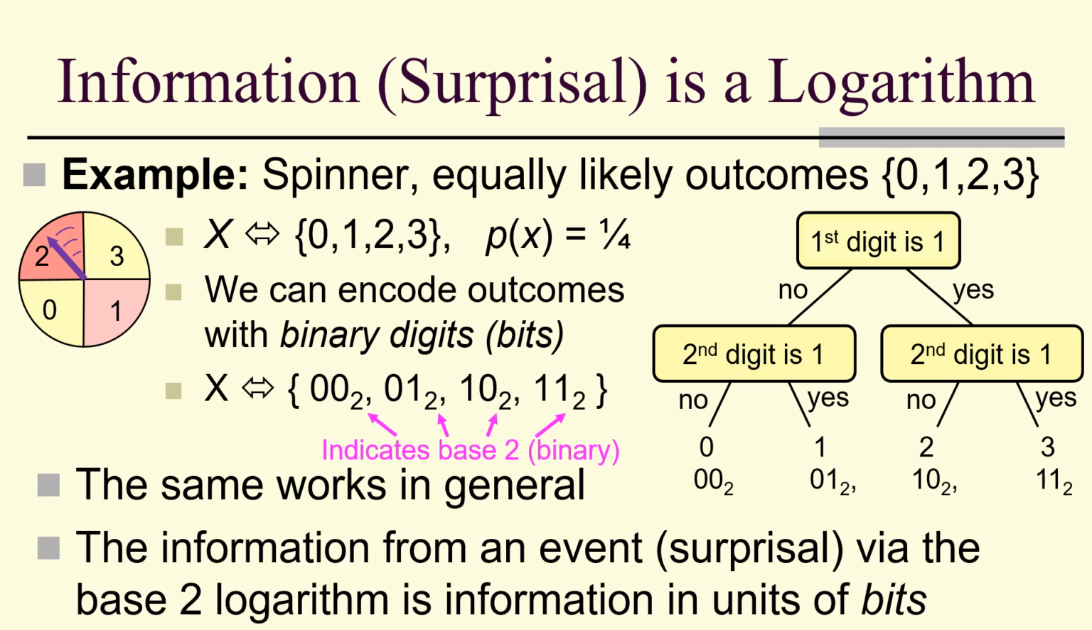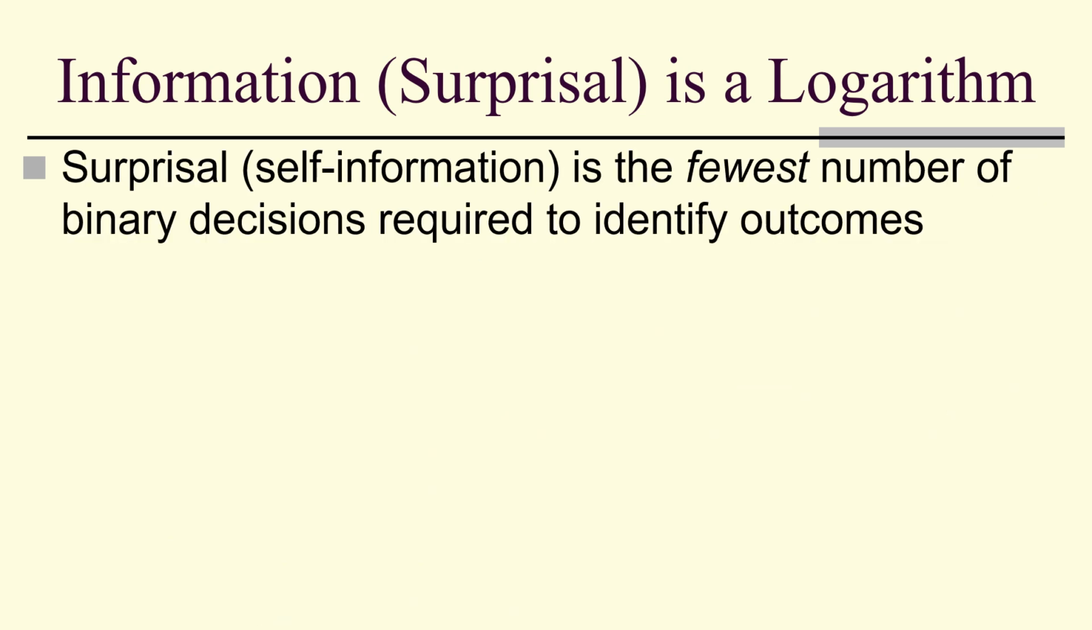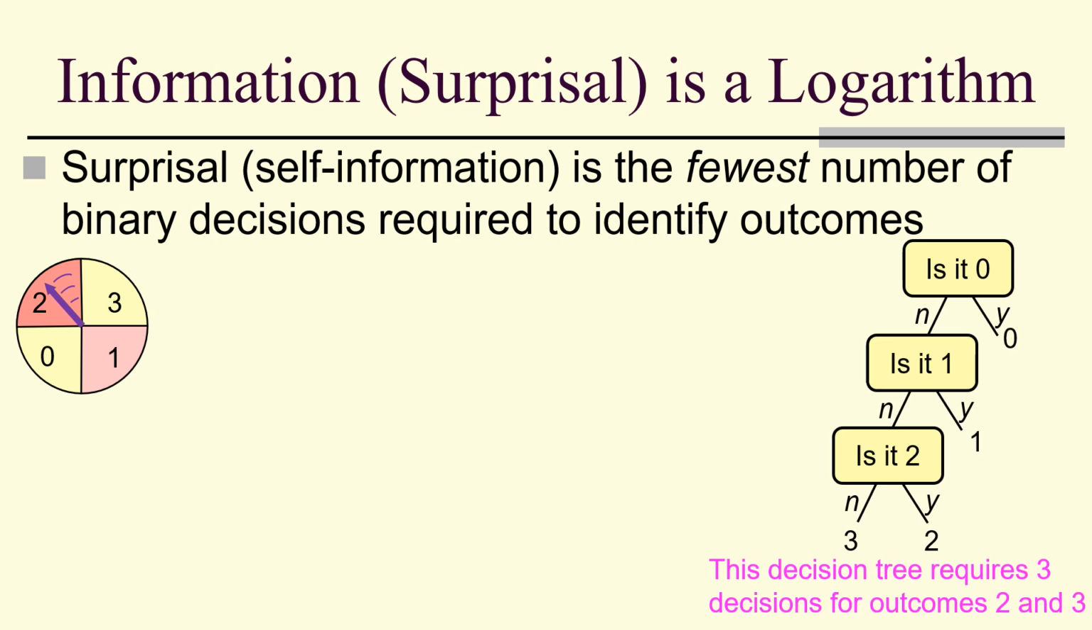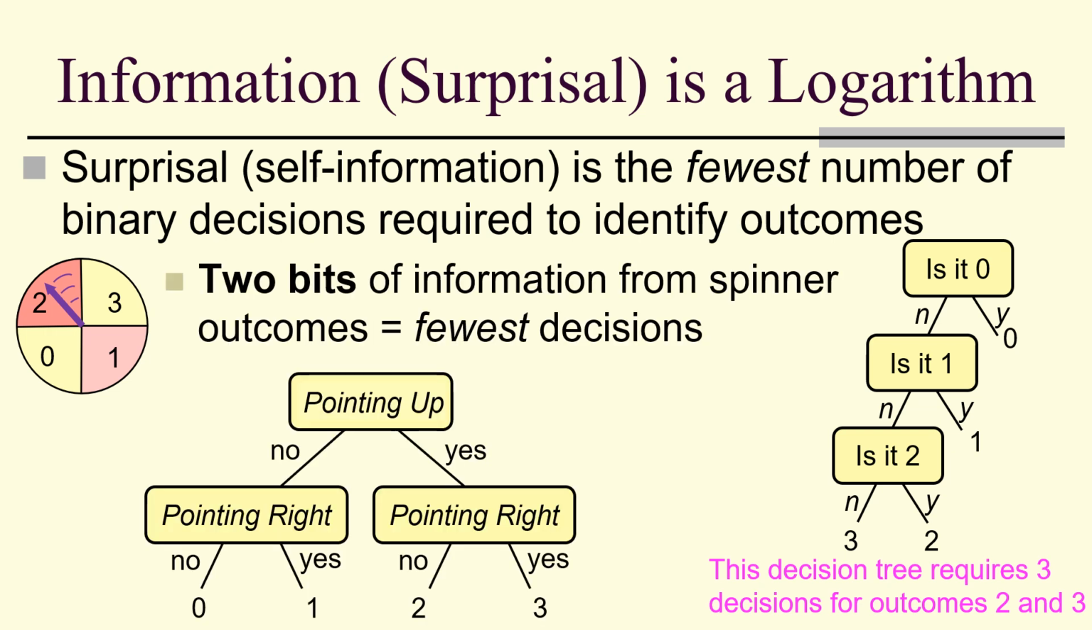The information from an event, the surprisal, via the base 2 logarithm is information in units of bits. Now, surprisal is the fewest number of binary decisions required to identify outcomes. Here's our spinner model again. Here's another decision tree, but notice that this decision tree requires 3 decisions for outcomes 2 and 3. We know we can do better. We know that we can do this with only 2 questions: pointing up, pointing right.